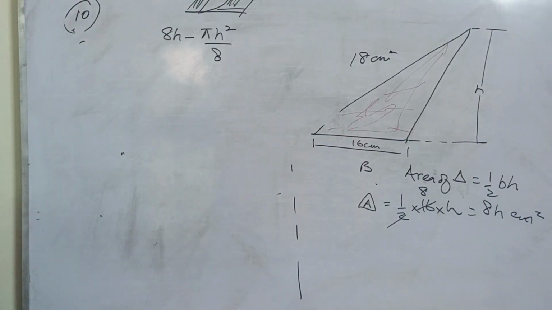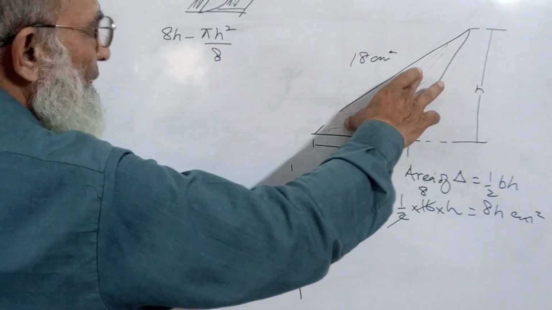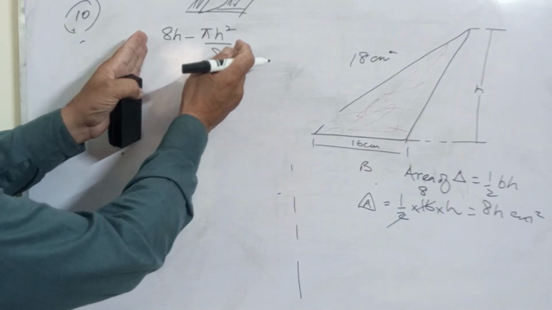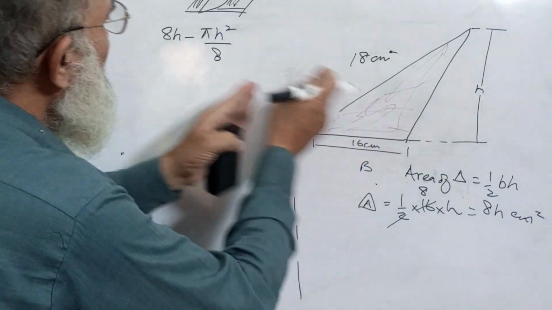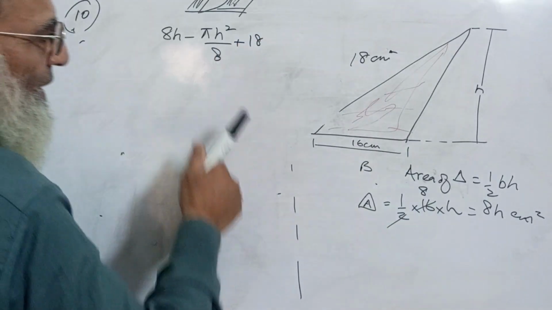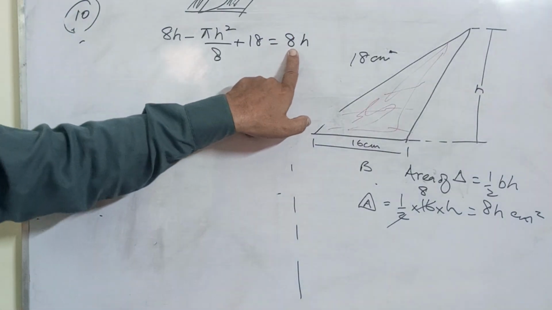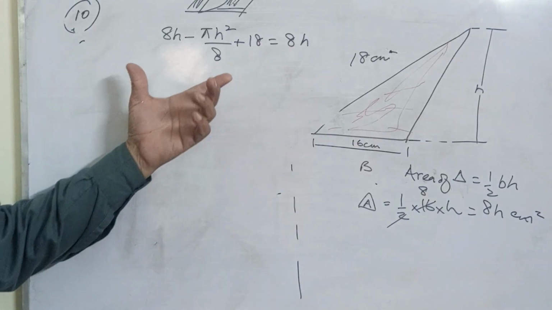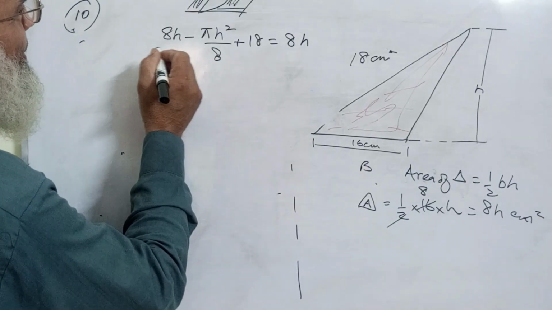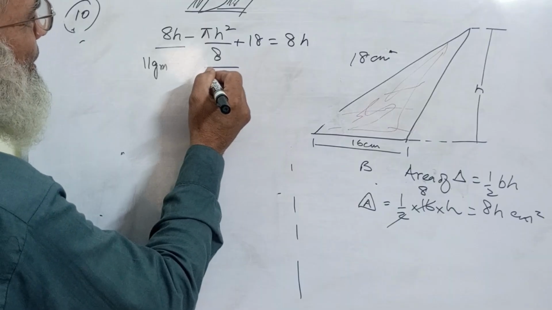But actually the logic is that this area is 18 more than what we have here. This is 18 less, you can say, than that. So what we do is we add 18 over here. Now this 18 is equal to the area of triangle. Okay. Now this is the logic over here. This is the area of parallelogram. This is the area of semicircle.